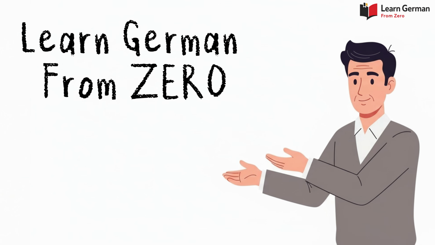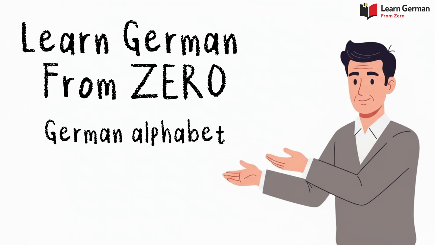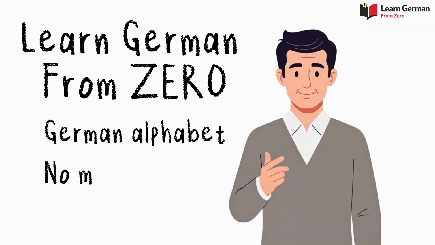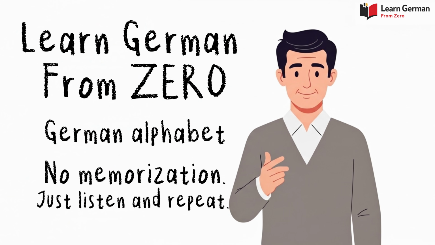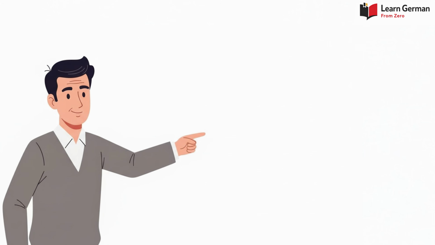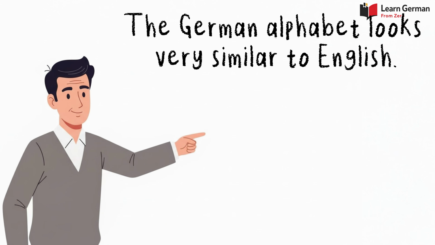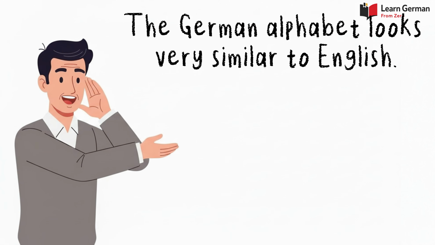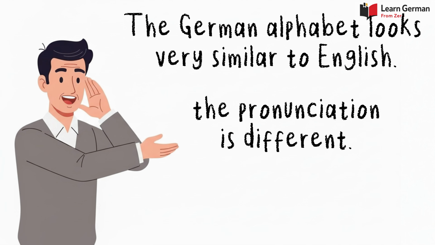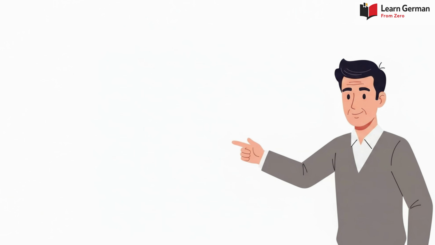Today, you're going to learn the German alphabet, and more importantly, how it actually sounds in real life. No memorization, just listen and repeat. Let's start simple. The German alphabet looks very similar to English, but the pronunciation is different, and that changes everything. Let's begin.